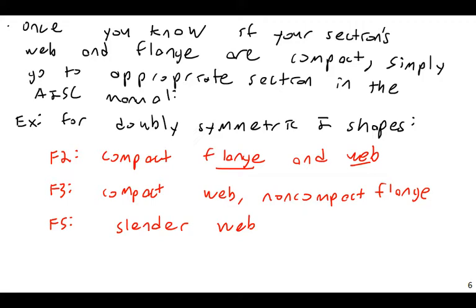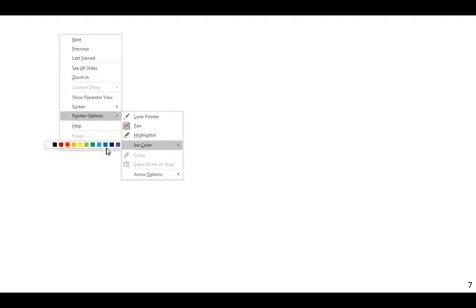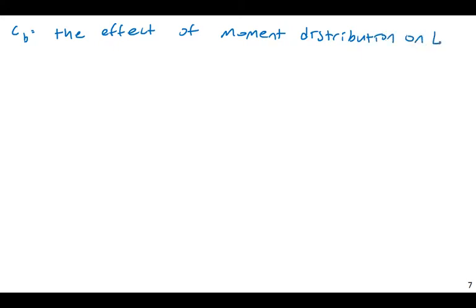So what I'm going to describe here is found in section F1 under General Provisions. CB, what is CB? Well, CB is the effect of moment distribution on lateral torsional buckling. So let's just discuss this briefly. CB is a coefficient, and this coefficient takes into account the effects of moment distribution on lateral torsional buckling, or LTB.